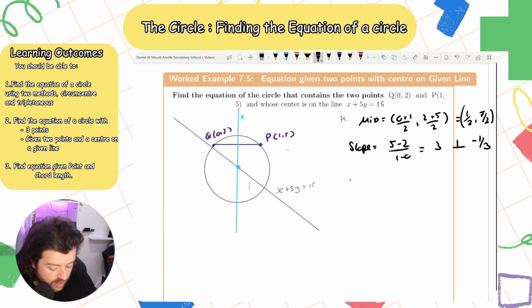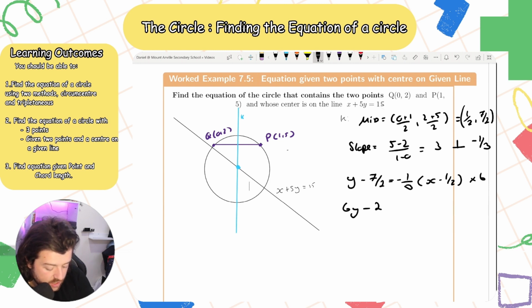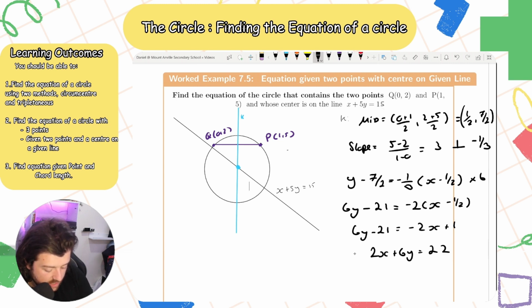So my equation of a line is y minus 7 over 2 is equal to minus 1/3 times x minus a half, multiplied across by 6. 6y minus 21 is equal to minus 2 times x minus a half. 6y minus 21 equals minus 2x plus 1. Bring everything over to one side. 2x plus 6y is equal to 22. So now I have my two equations here.